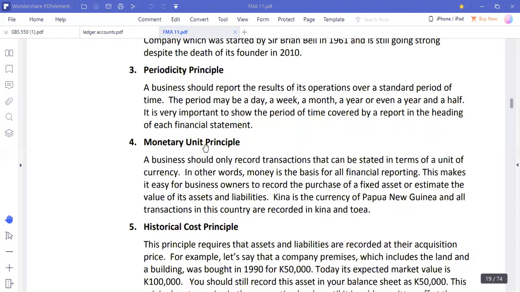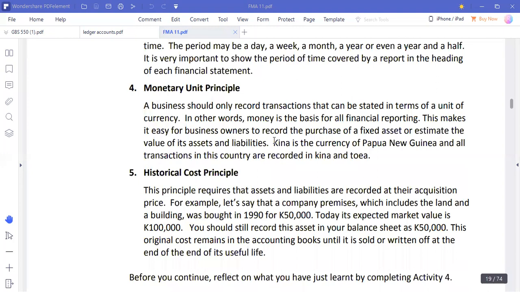The money unit principle simply asserts that we should always record transactions in monetary forms, not in terms of goats or gold. It must be in monetary form. So all monies should be assumed in that for uniformity's sake. Then the historical cost concept simply assumes that all assets and liabilities must be recorded at the acquisition price. If we acquired land at 50,000 and now the market value is 100,000, still the asset should hold the balance that you bought it for at 50,000.